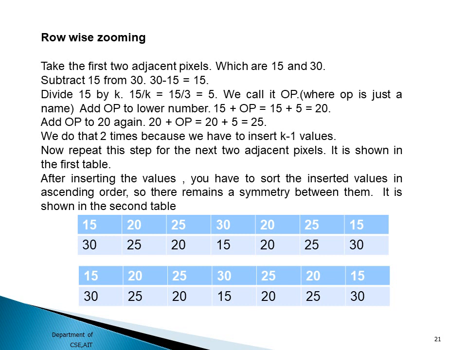You can see here the midpoint is 30, and on the left hand side we have 15, 20 and 25, and on the right side we have 25, 20, 15 in the first row of the second image. So here you can see that when we are zooming, there should be a symmetry also. There should be a similarity. So then we are going to get the proper image. In row wise zooming and in column wise zooming, this is the same method we are going to adopt.